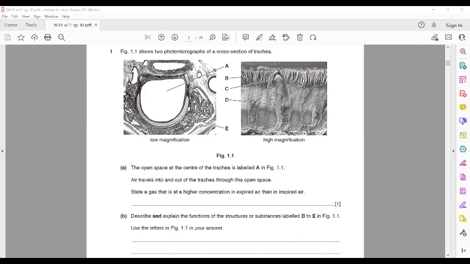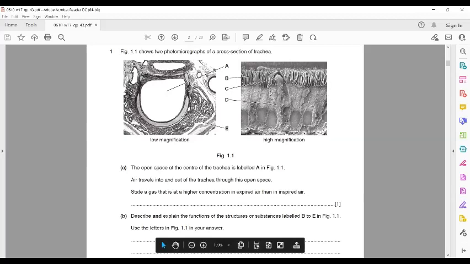What is E? It's a ring shape, so you should see it's a C cartilage. So E is a cartilage. And what is the job of it? It keeps the airway, or the trachea, open. And what else do we have here? D also is a goblet cell that produces mucus, the same as C. Whatever you have written for C, you can write for D too.